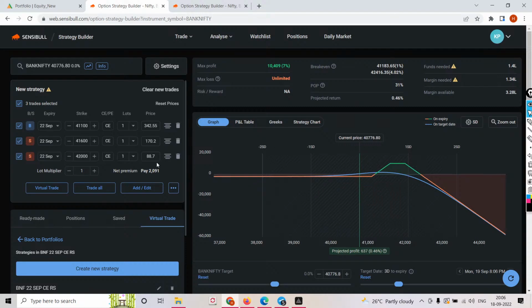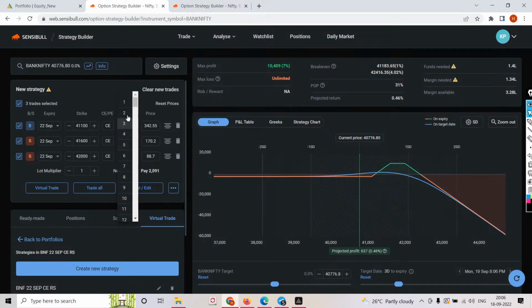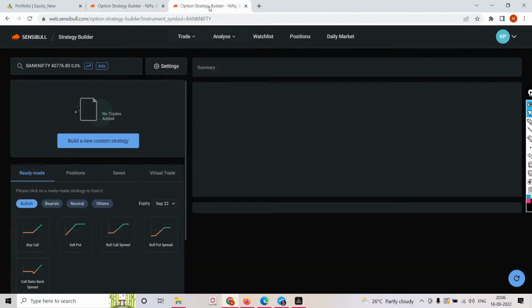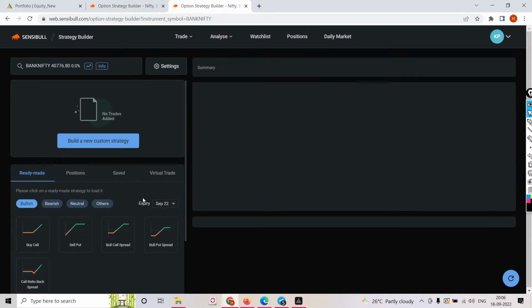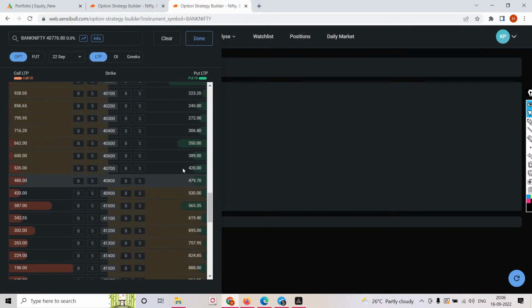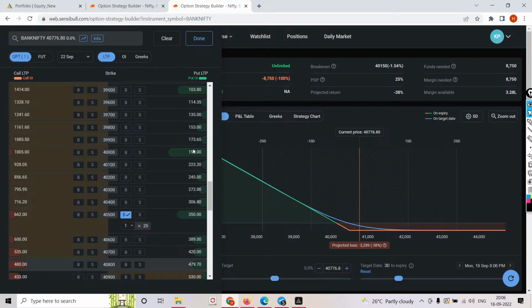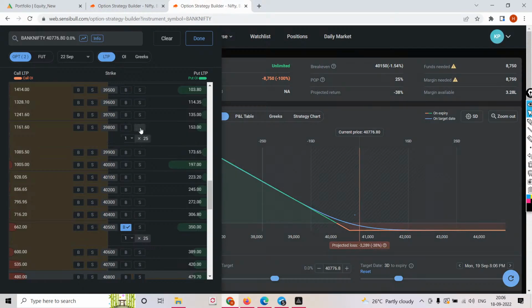If I want to make it lossless, I can make it 2. Let me see. This looks perfect, right? So this is one of your ratio spreads in Bank Nifty. Then in the same Bank Nifty, I'll go for a put debit spread. Let me show you quickly. I'm randomly selecting a few strikes. I'll go for 350, buy what is half of 350, 150, and maybe 173.